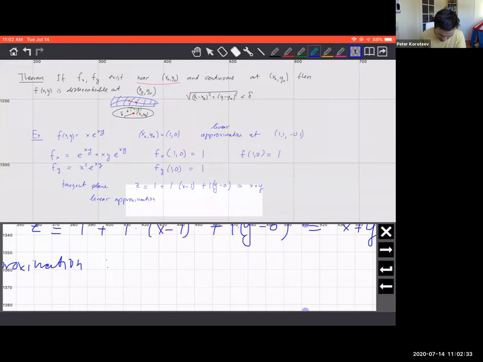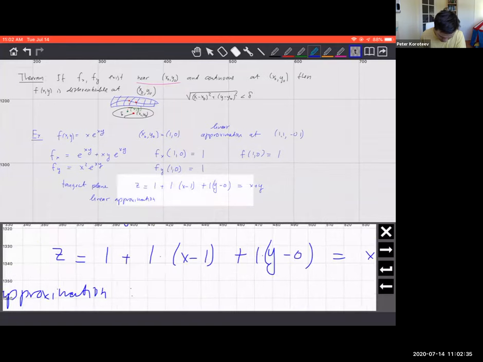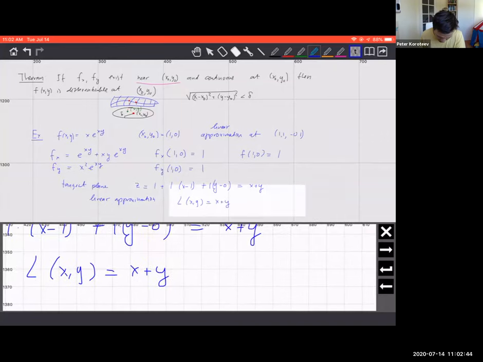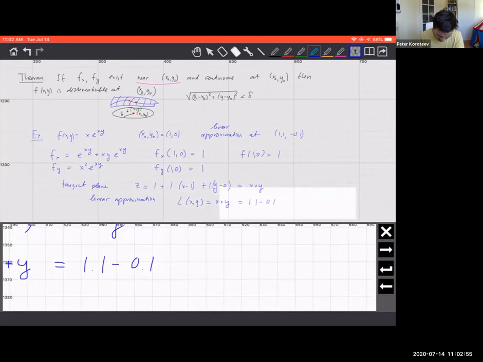so we need to evaluate x plus y at, we can introduce the function L for linear. So L of x, y is equal to x plus y, which in this case will be equal to 1.1 minus 0.1, which is 1.